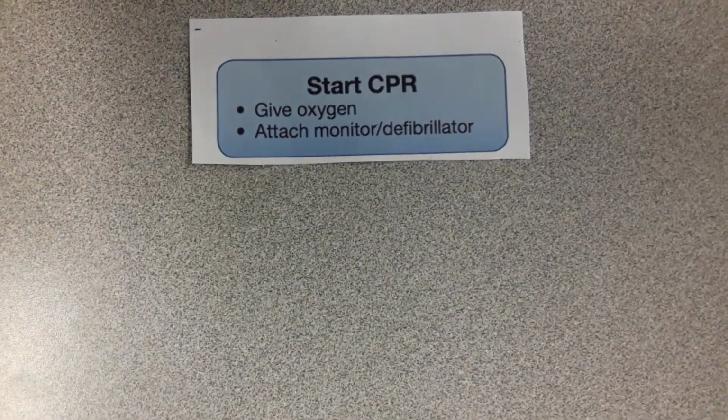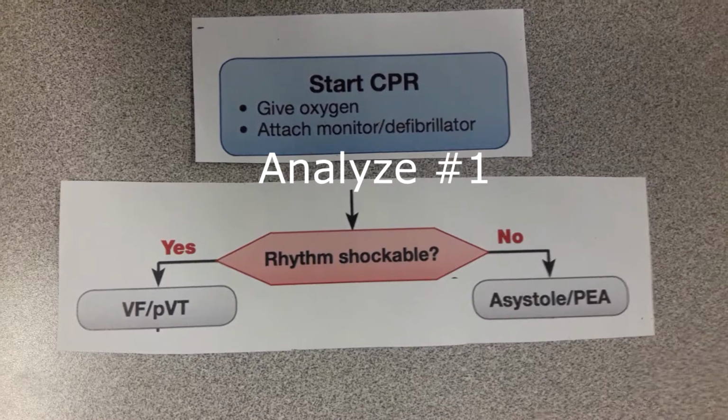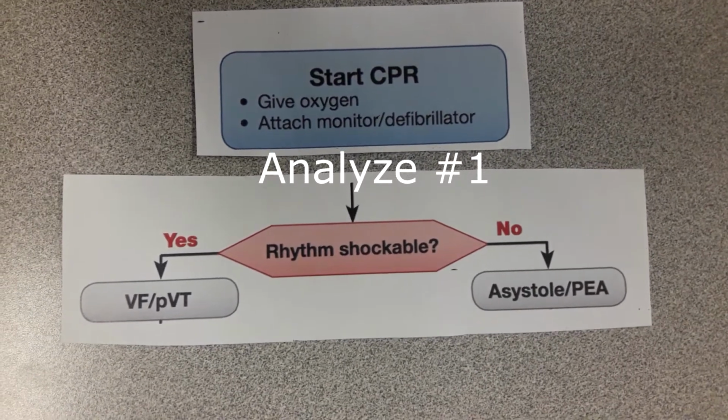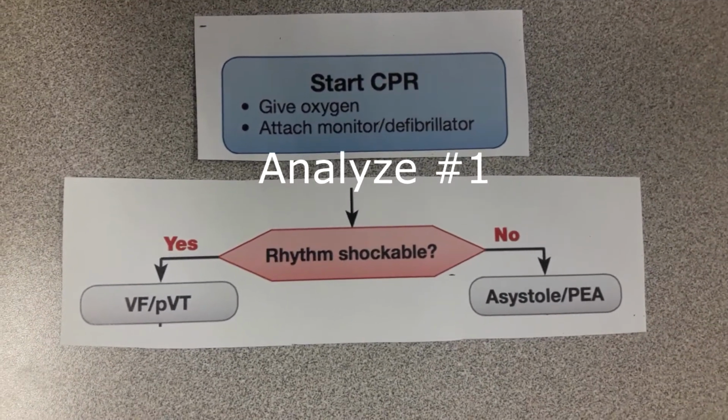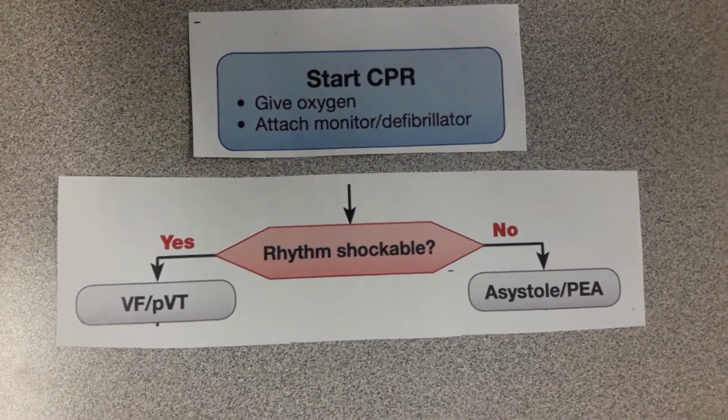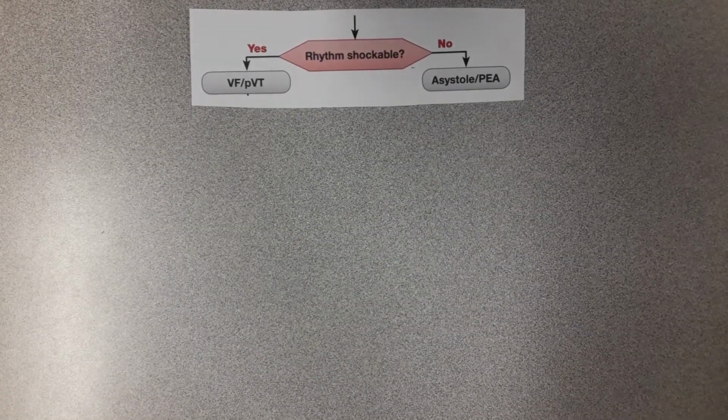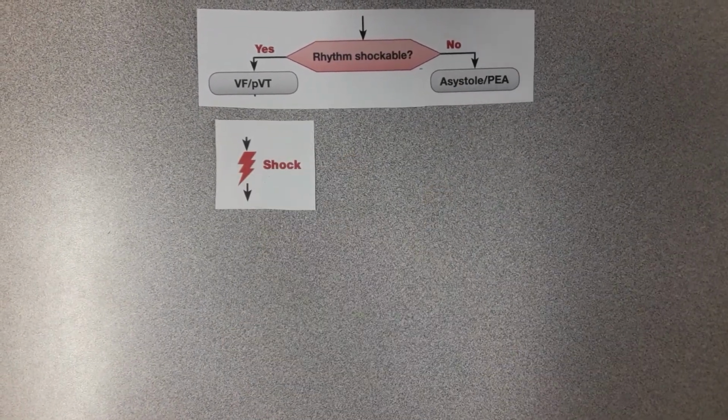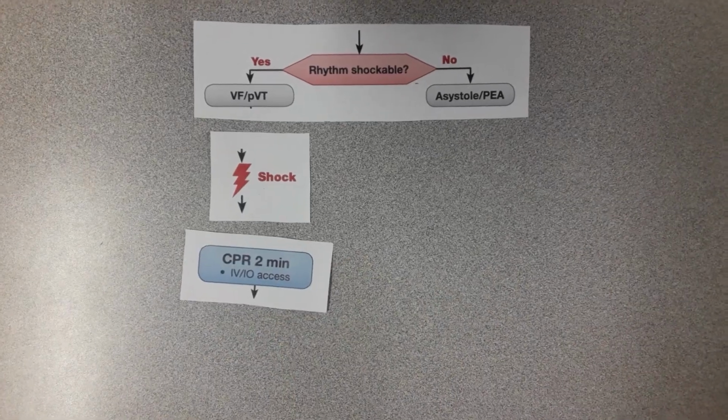Get the pads on and determine if it's a shockable rhythm or not. Shockable rhythms are VFib and pulseless VTAC. Non-shockable are asystole and PEA. If it is a shockable rhythm, deliver the shock and immediately resume CPR for a 2-minute interval.